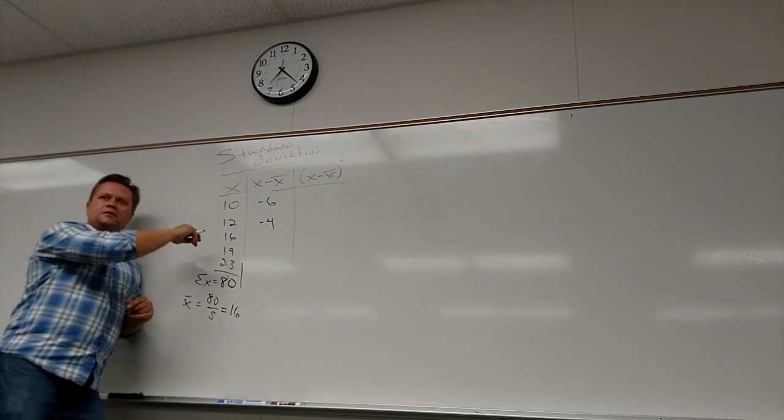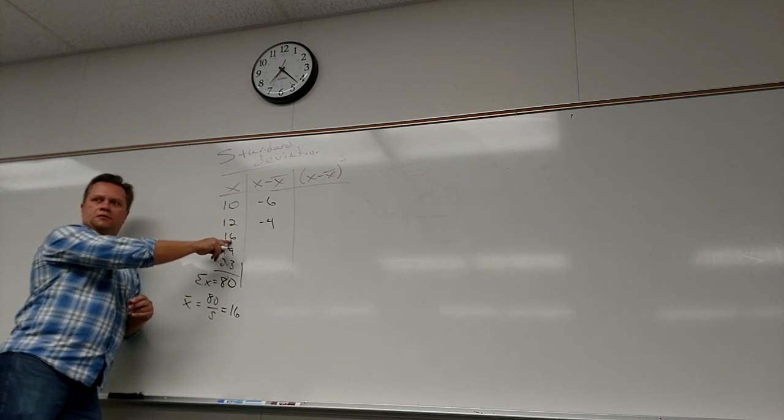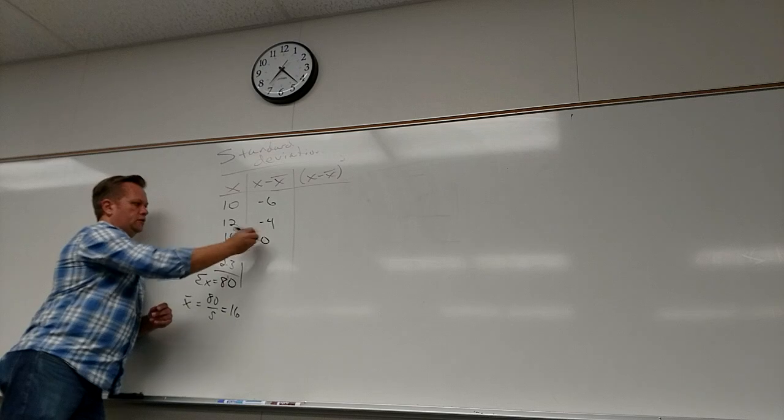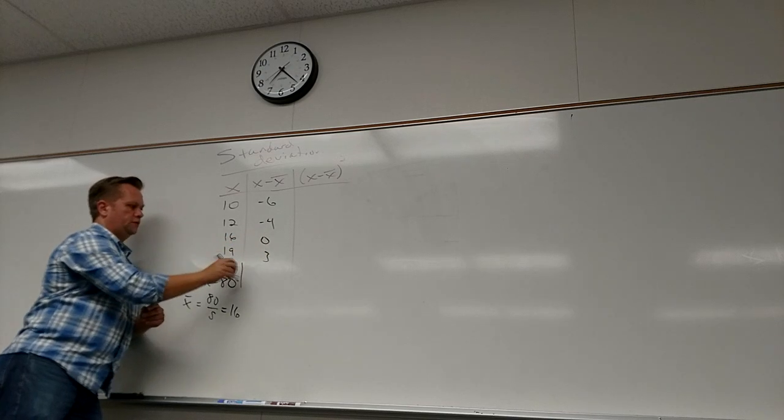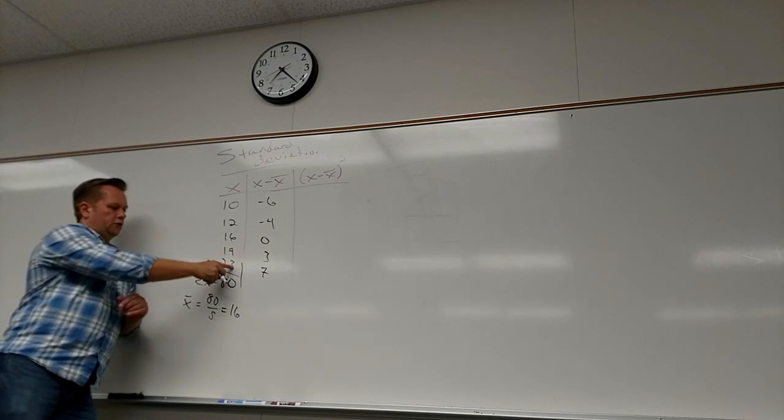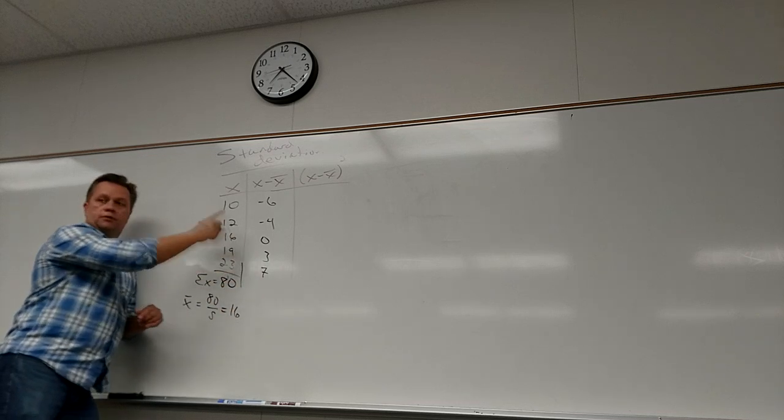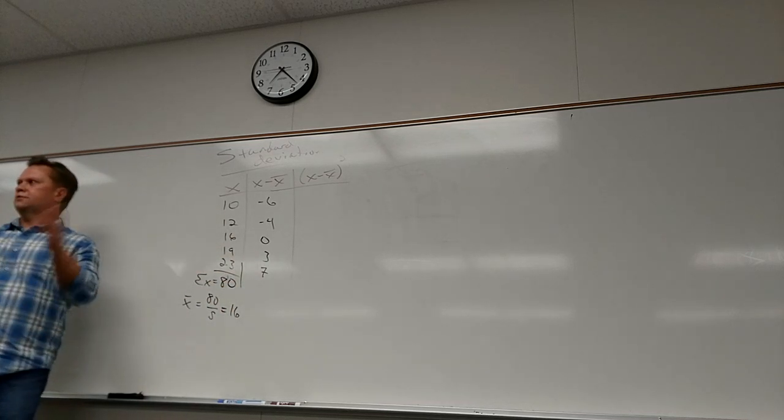Real quick, watch this. Do you see how that goes up 4? So that's going to go up 4. See how that goes up 3? That's going to go up 3. See how that goes up 4? That's going to go up 4. 23 minus 16 is 7. 19 minus 16 is 3. Or just subtract the position.